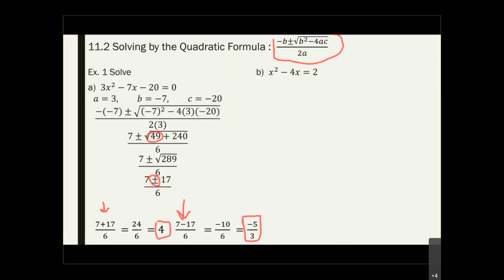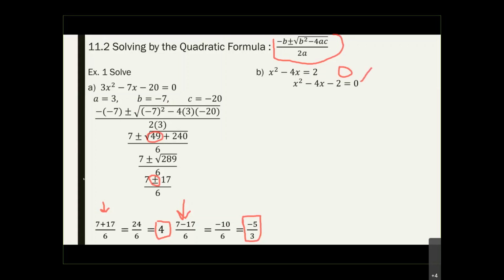One thing, like I mentioned before, make sure that your equation is equal to 0. If it's not equal to 0, we have to move the terms and make it equal to 0. Just the same as before, make sure that it's equal to 0 first. Okay, it's equal to 0, we're good to go.